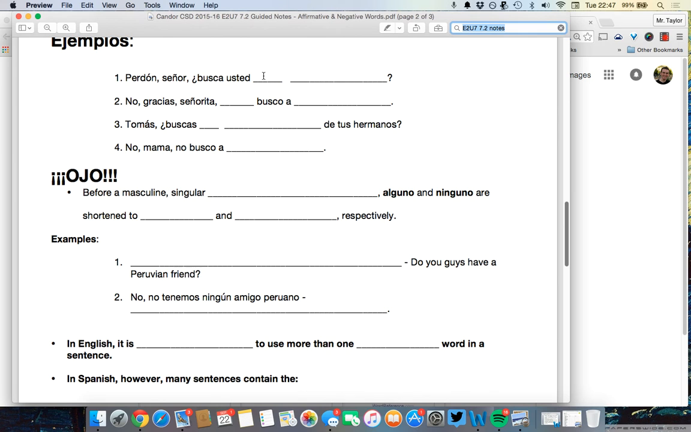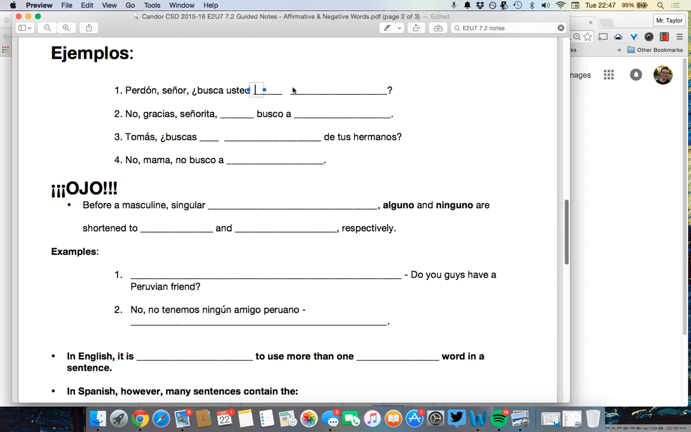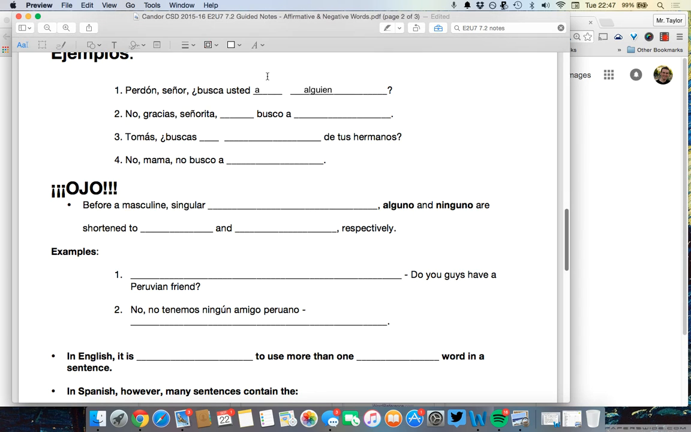So real quick recap before we get to ojo. We were filling in this conversation, right? So we talked about the personal a and how it's necessary. And so for each example that involved the personal a, we filled it and went over. So it says, Perdón, señor, busca usted a alguien? Are you looking for someone? And then that other person is like, oh, no, gracias, señora. Perdón, señorita. And then they're going to say, I'm not looking for anyone.